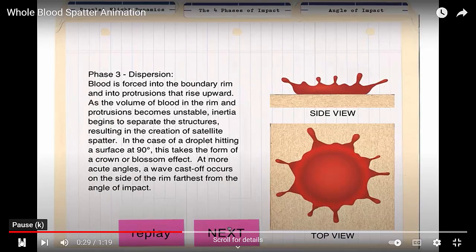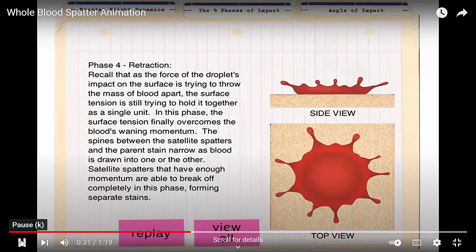Phase 3 is dispersion. Blood is forced into the boundary rim and into protrusions that rise upward. As the volume of blood in the rim and protrusions becomes unstable, inertia begins to separate the structures, resulting in the creation of satellite spatter. In the case of a droplet hitting a surface at 90 degrees, this takes the form of a crown or blossom effect. At more acute angles, a wave cast-off occurs on the side of the rim farthest from the angle of impact. Phase 4, retraction.